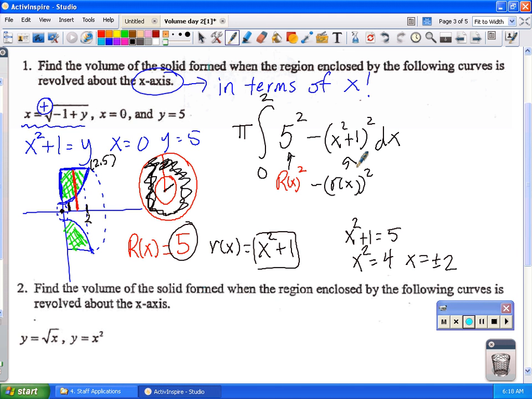So when we find the antiderivative of that, I'm running out of space here, but all we're going to do is make this equal to pi times the integral of 25, since we square the 5, minus the square of the inside, so I'll get x to the 4th plus 2x squared plus 1, dx. I'm going to combine the like terms, find the antiderivative, and evaluate that from 0 to 2. The main part right now that I want to demonstrate and show you is how to set up the integral that will accumulate the volume of that solid. Again, to get rid of the hole, it's big R of x, the big radius, minus the little radius.